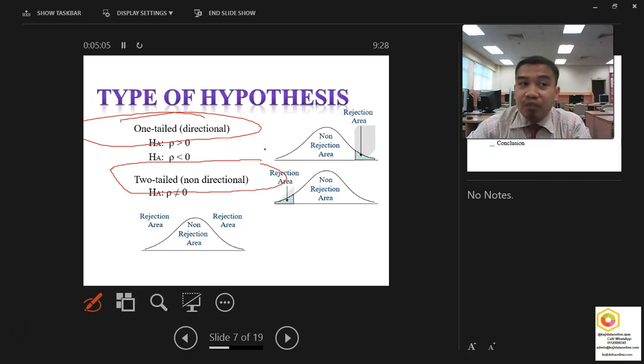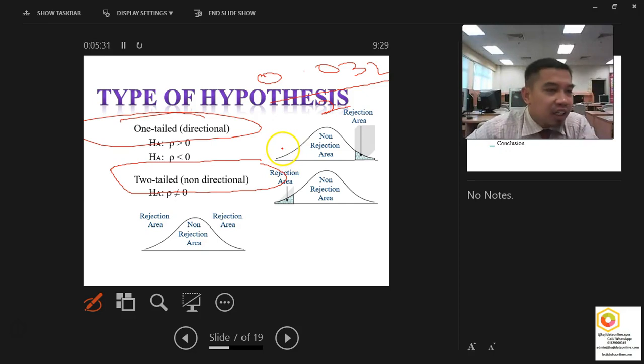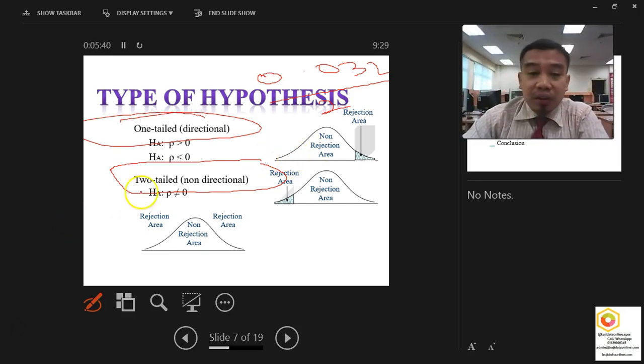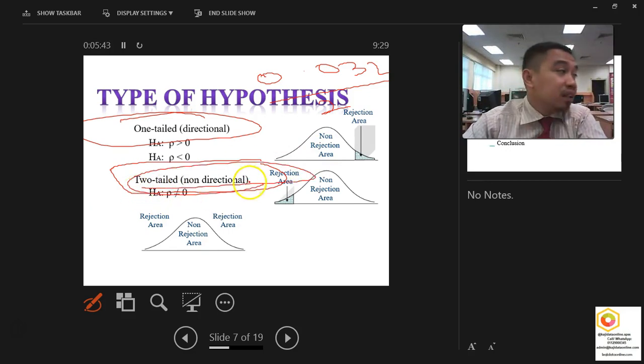If the SPSS gives you 2 tail, you need to divide by 2. Faham tak? Kalau SPSS nanti bagi kamu 0.032, your hypothesis is directional, therefore you need to divide by 2. Understand or not? You kena bahagikan dengan 2. But don't worry about this, because usually the majority of you only consider and play with the non-directional hypothesis. Awak ni semua banyak yang buat non-directional lah. Awak tak ada buat directional.